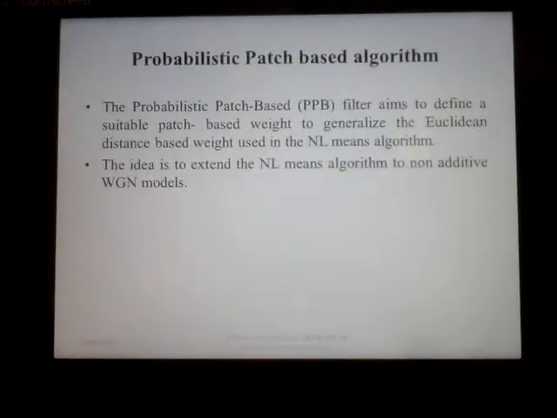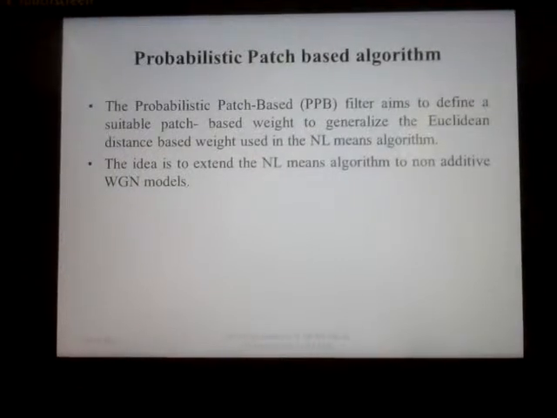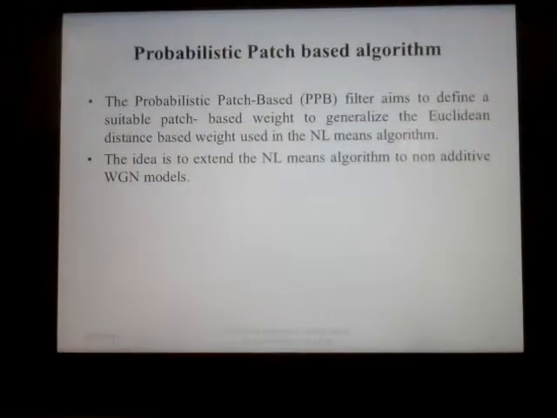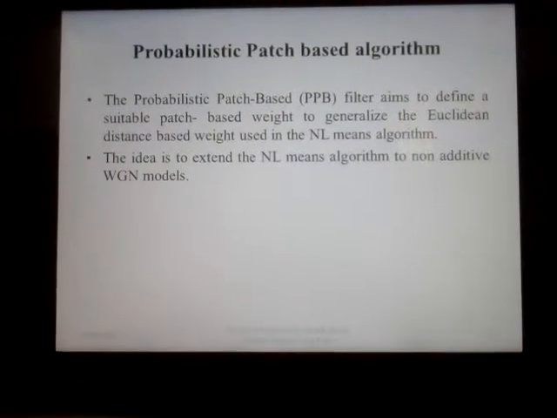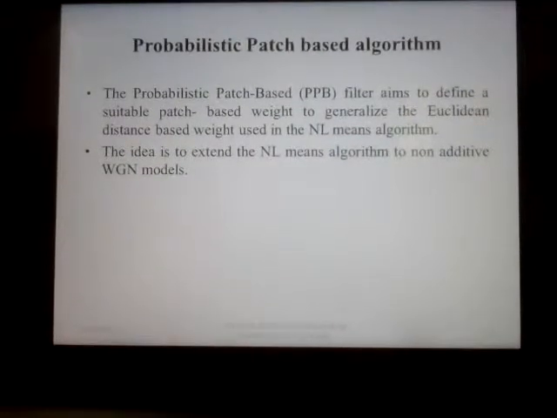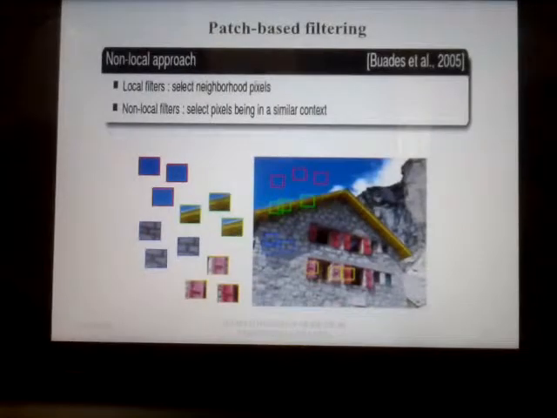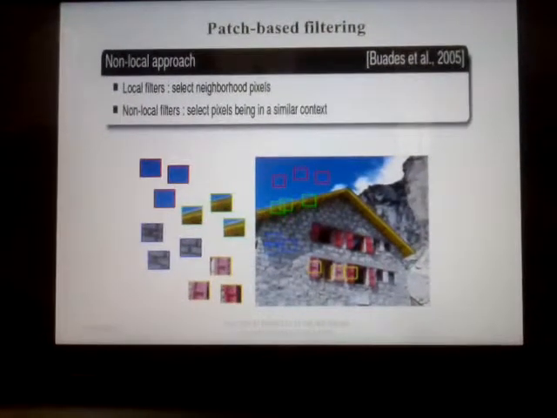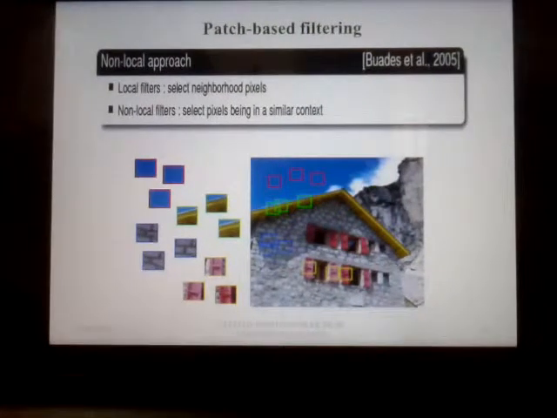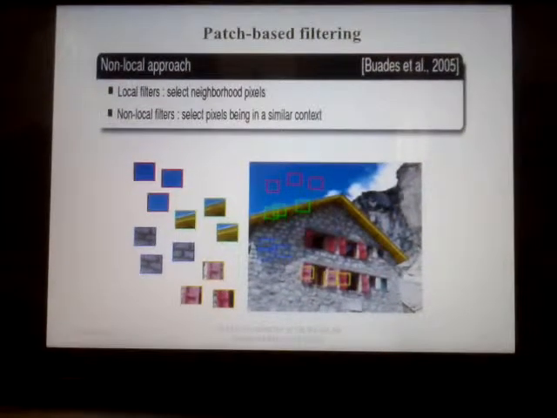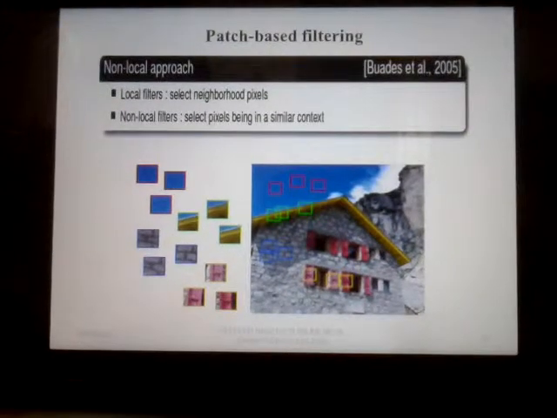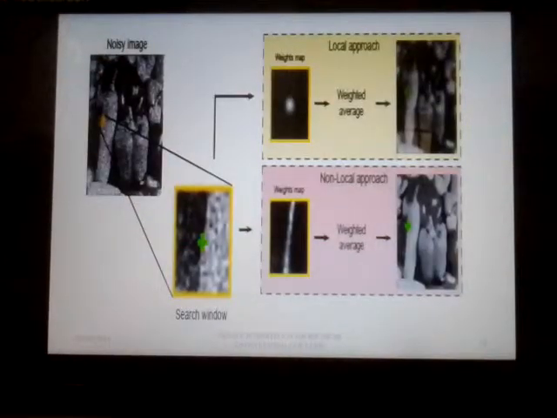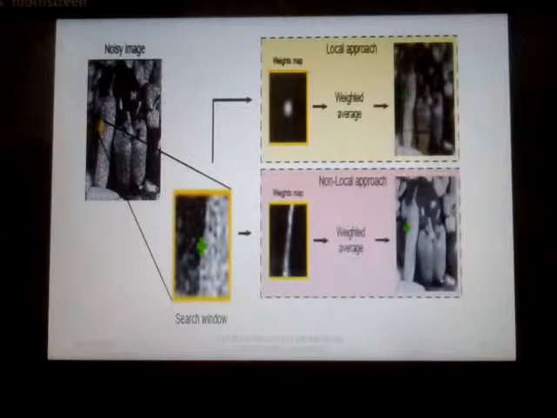Module description. PPB algorithm. The PPB algorithm aims to define a suitable patch-based weight to generalize the Euclidean distance based weight used in the NL means algorithm. The idea is to extend the NL means algorithm to non-additive noise models. Patch based filtering, non-local approach. There are two types, local filters and non-local filters. Local filters are selected by neighborhood pixels, and non-local filters are selected by being in a similar context. These are the noisy images.